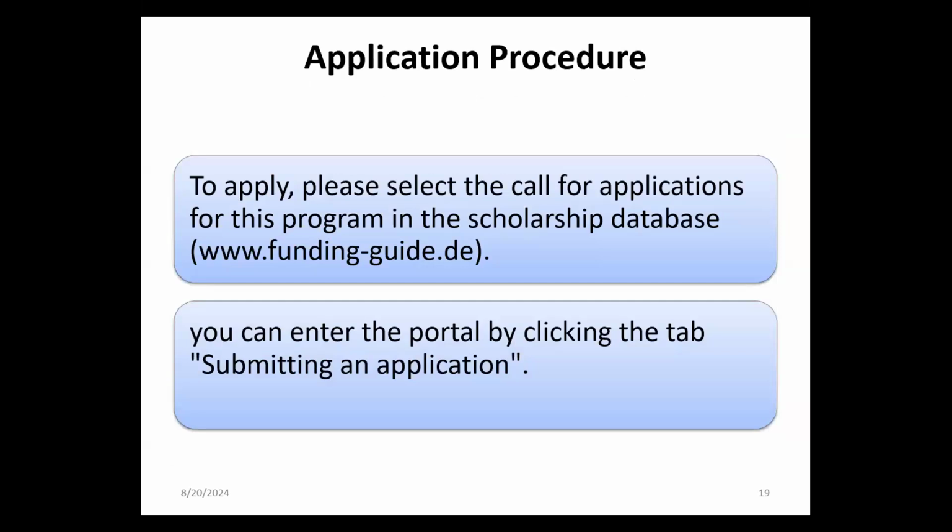So the application procedure: to apply, please select the call for application for this program in the funding guide.de. You will find the link at the end of this presentation. You can enter the portal by clicking submitting an application, and then you will find the application form, and then you can proceed with the application. And also, please be sure that all your documents are ready before you start the application, because it's a one-way process. You have to have all the documents in hand in PDF format. When they are all ready, make a checklist, and then you can start submitting your application.